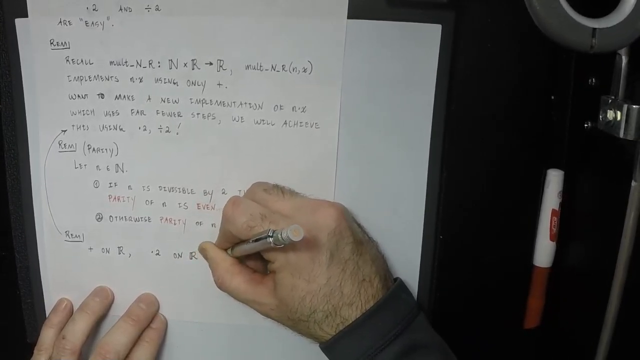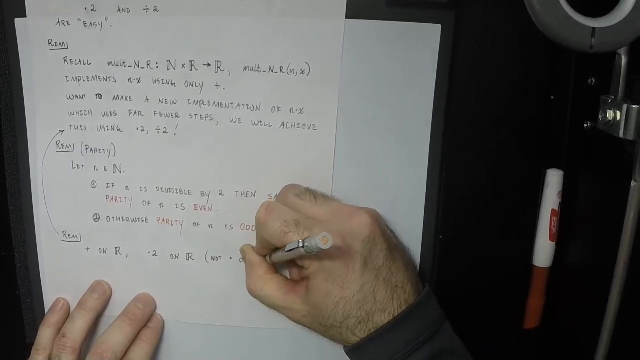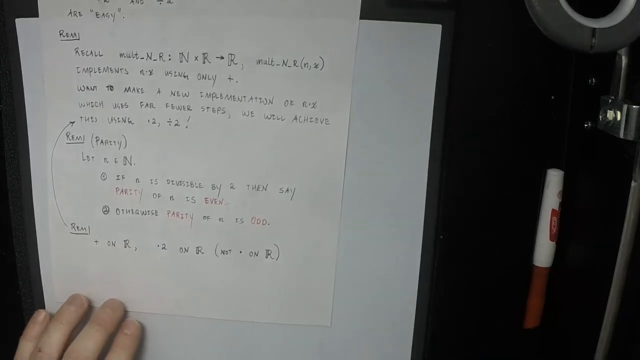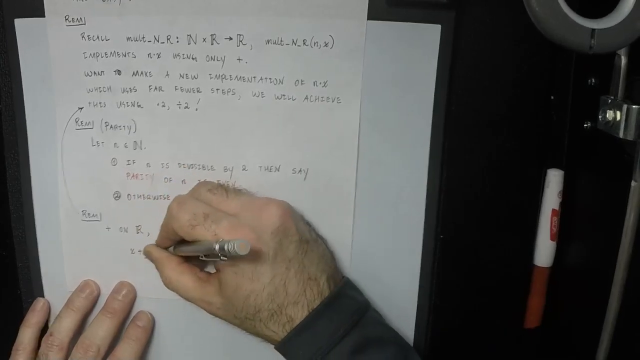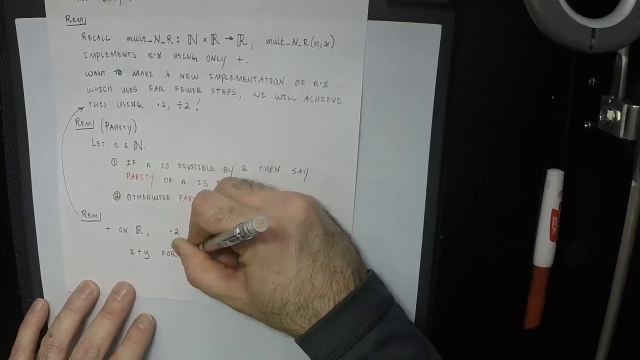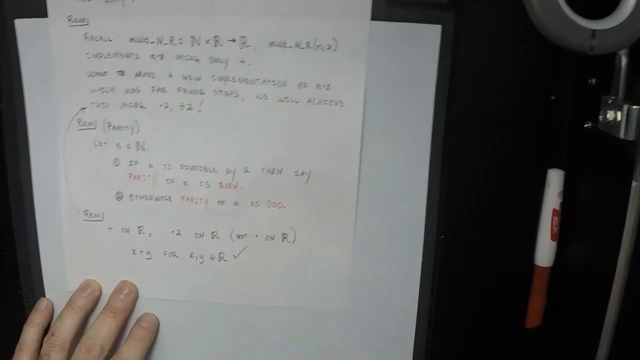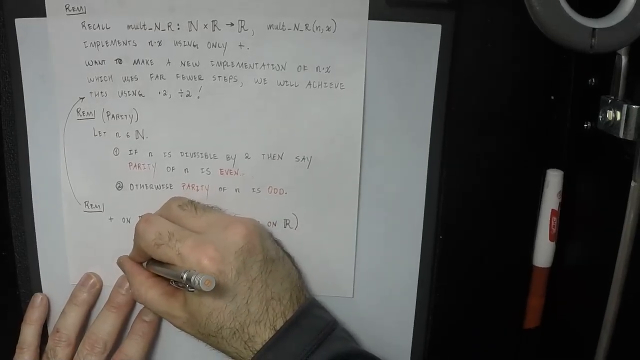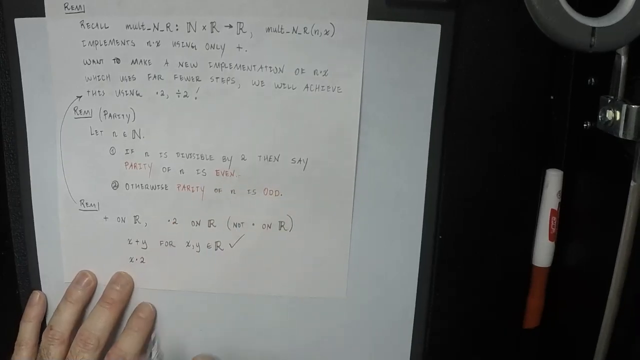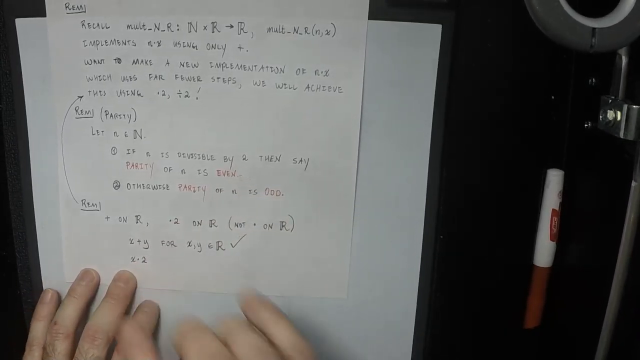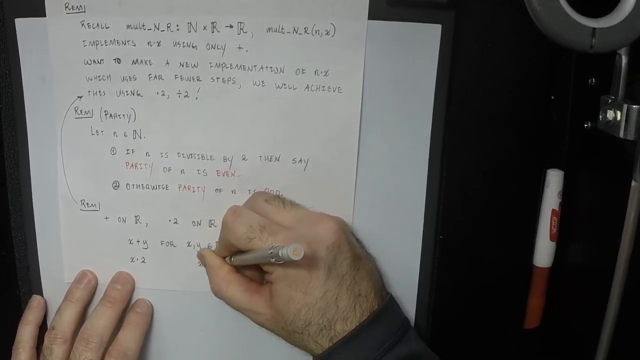But not just multiply on the reals. What I mean by that is that it's fine to do x plus y for any reals. So this is okay. We can do x multiply 2, because after all, that's just x plus x, right? But at any rate, for x in the reals, we can do that.